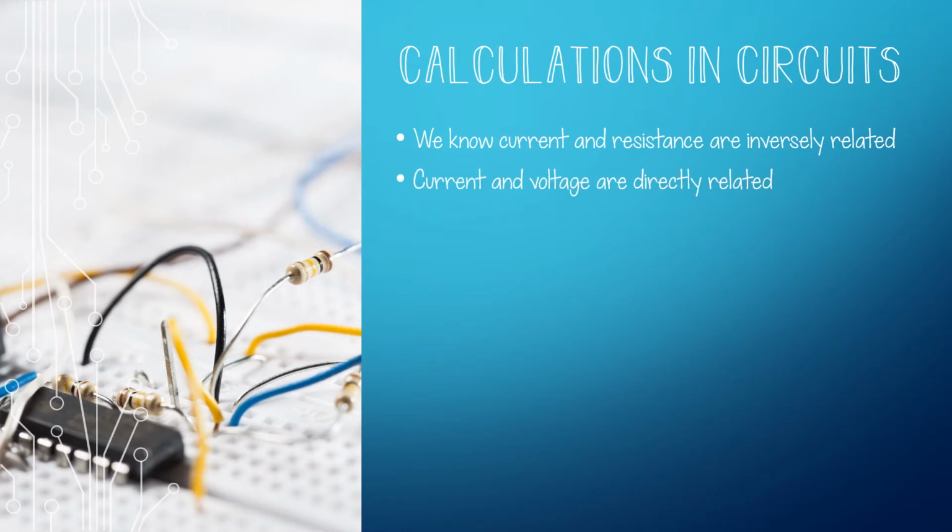It can also be shown that current and voltage are directly related. This should make some sense when we know that voltage is about how much energy a circuit has. If you have more energy, those electrons are going to move faster. So this is a pretty logical conclusion based on what we already know about energy and movement.